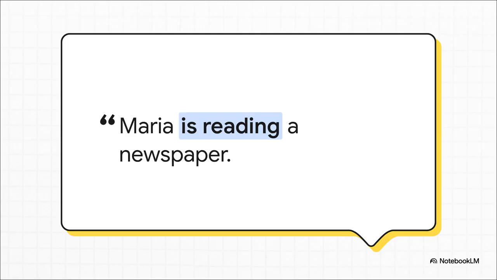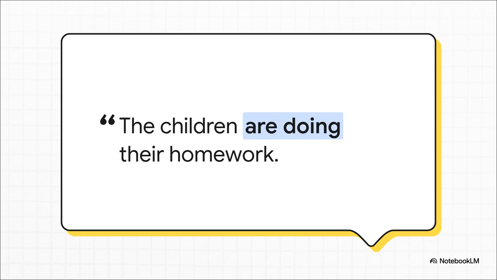Okay, how about another one? Let's say we're talking about Maria. She's one person, right? So we use is. Maria is reading a newspaper. Again, it tells us this is what she's doing right this second. And what if it's a group, like the children? Well, that's plural. It's like saying they, so we use are. The children are doing their homework. See? The action is happening as we speak.